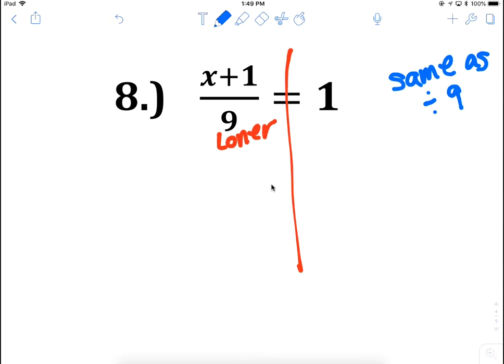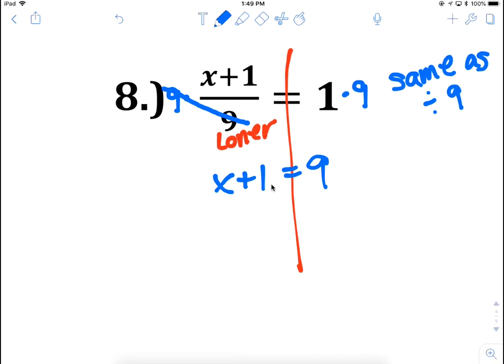So if I do multiply by 9 on the outside, just like we talked about, what's going to happen with those 9s? There's no parentheses, so I'm not distributing. We're not doing that. All I'm doing is trying to cancel out the 9. That's it. So if I say what's left, well, all I have left is x plus 1. The 9s are gone. There's no division anymore. And on the right side, 1 times 9 is 9.